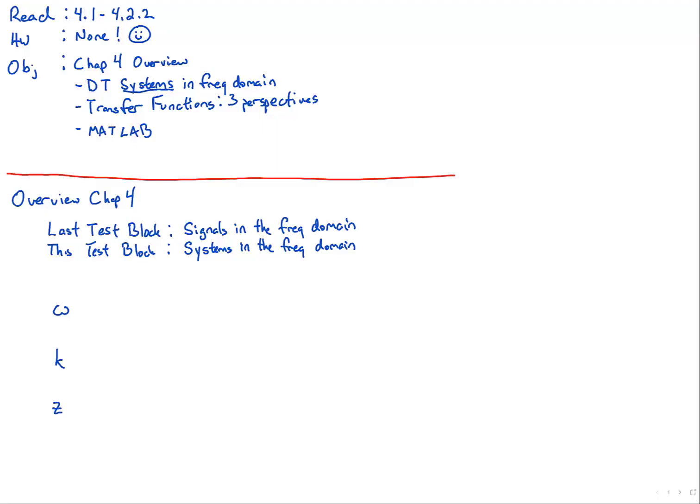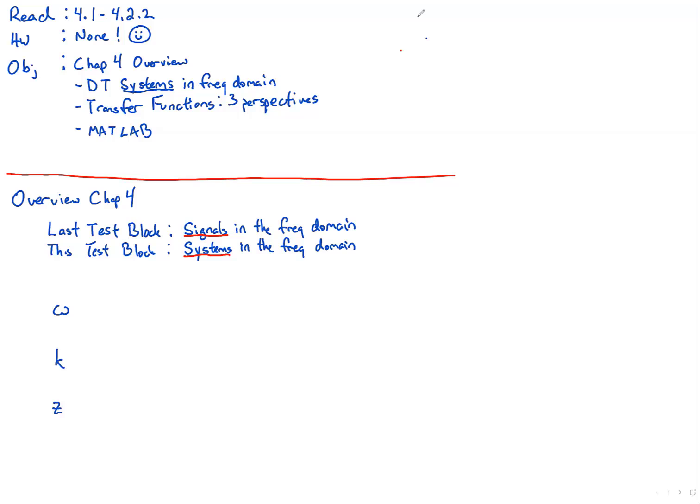So we're moving from last chapter, chapter 3, in which we discussed signals in the frequency domain. X of n and y of n moved over into the omega k or z domains. And this chapter is going to be on the systems instead in the frequency domain. So we're going to be talking about the transfer functions of the systems, the relationship between the inputs and the outputs. Much like the time domain stuff, this is a lot harder to figure out what a system is in the frequency domain than in the time domain.